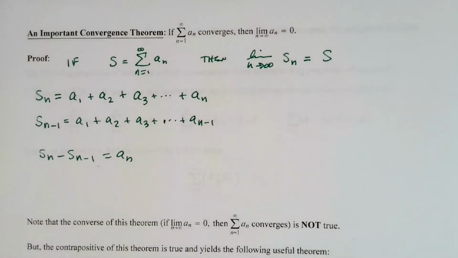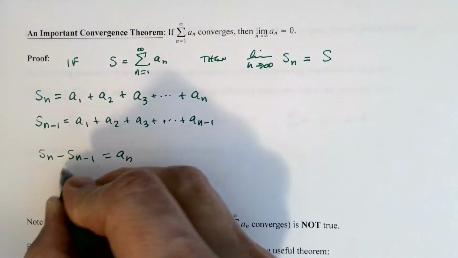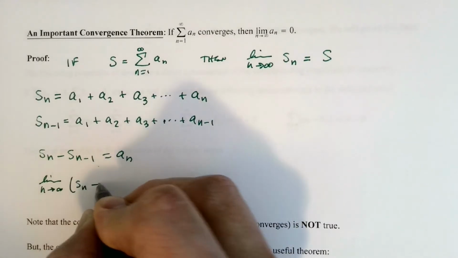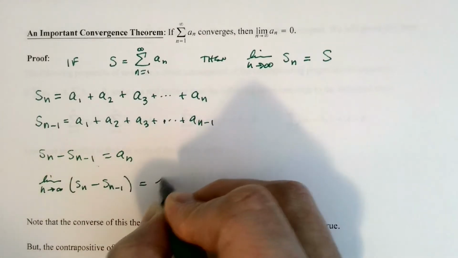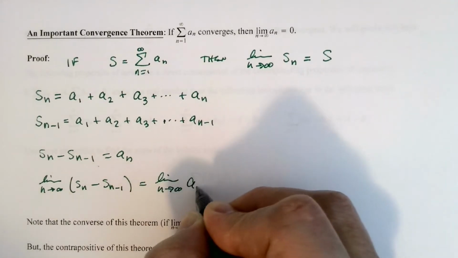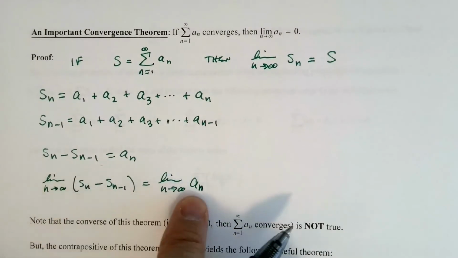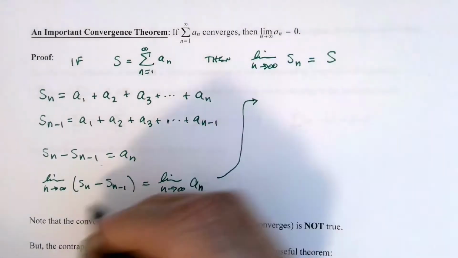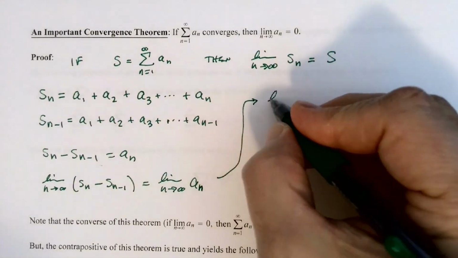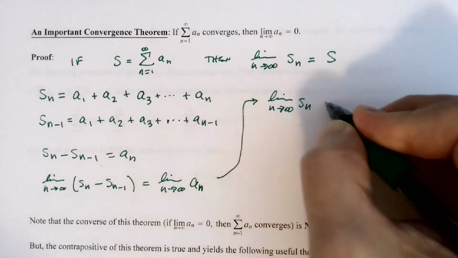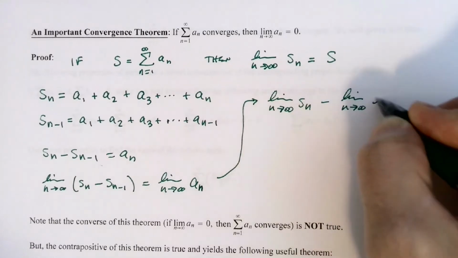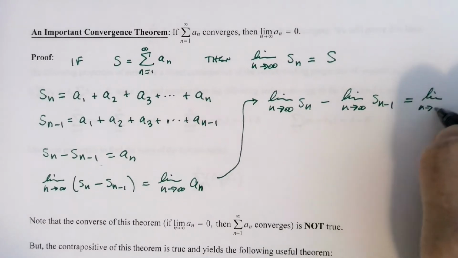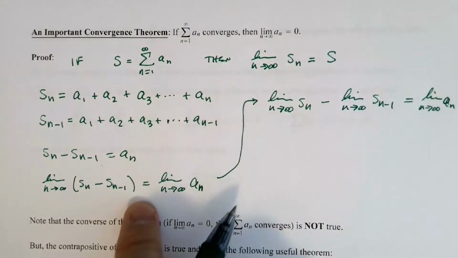Okay, so now when I take a look at this expression, what's the limit as n goes to infinity of this? If both of these are equal, that limit has to be equal. And notice here, the limit as n goes to infinity of s sub n minus s sub n minus 1. Well, that's just the limit as n goes to infinity of s sub n minus the limit as n goes to infinity of s sub n minus 1. So we're splitting up that side.